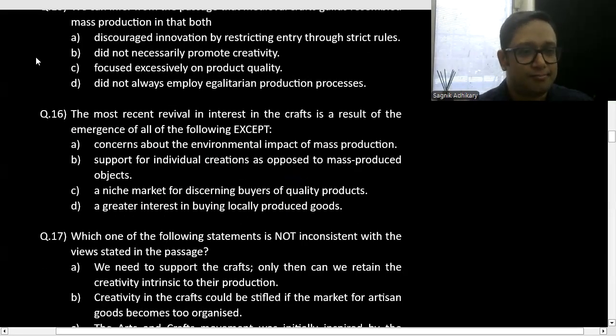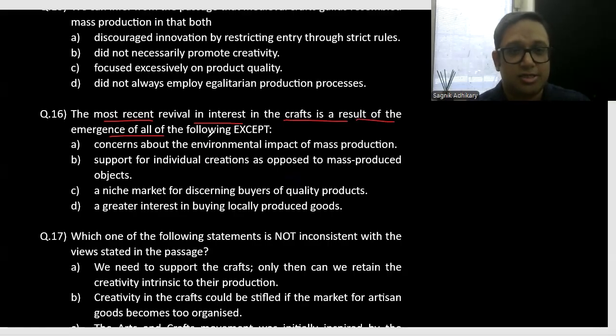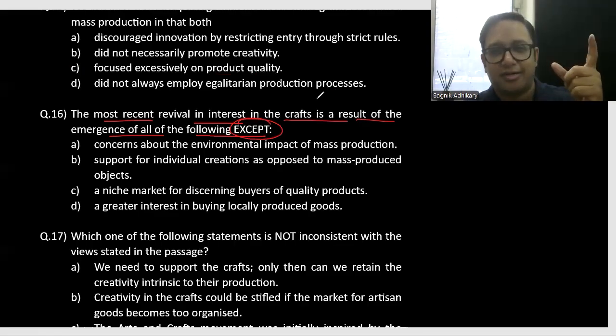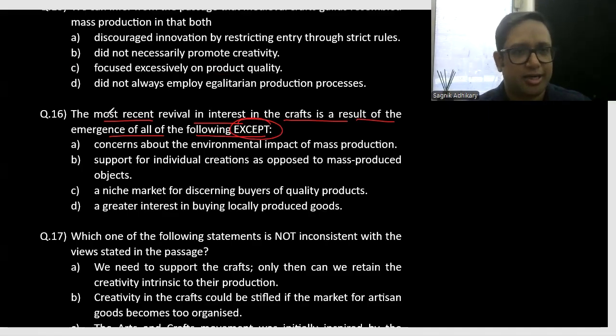Question 16. The most recent revival in interest in the crafts is a result of the emergence of all of the following except. This is an except type question. We have to find something which is not a reason for the most recent revival in interest in crafts. We know that there was this mention of the recent revival in crafts. This was at the end of the third paragraph, if I remember correctly. Let's check. The most recent revival, this is what we are talking about. There were other ones which were mentioned belonging to the past, but we are not concerned about those.